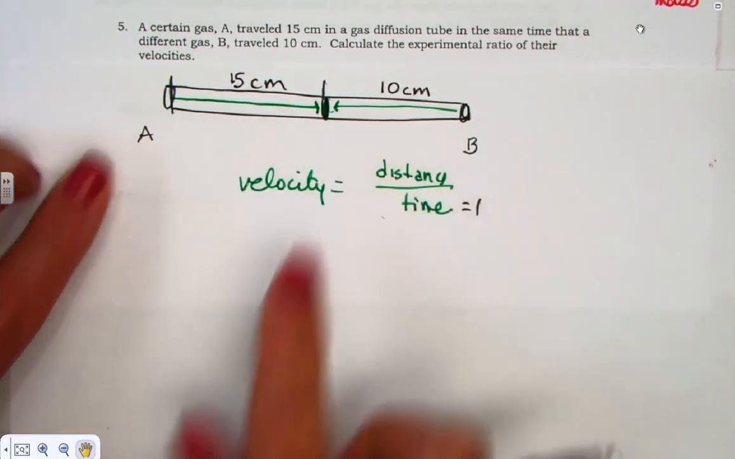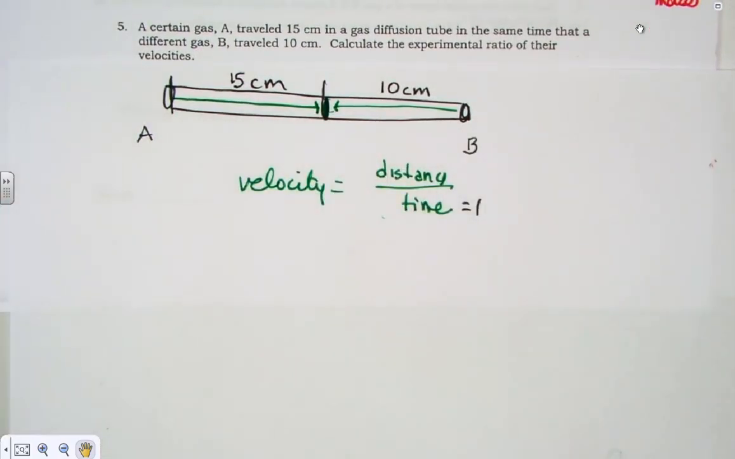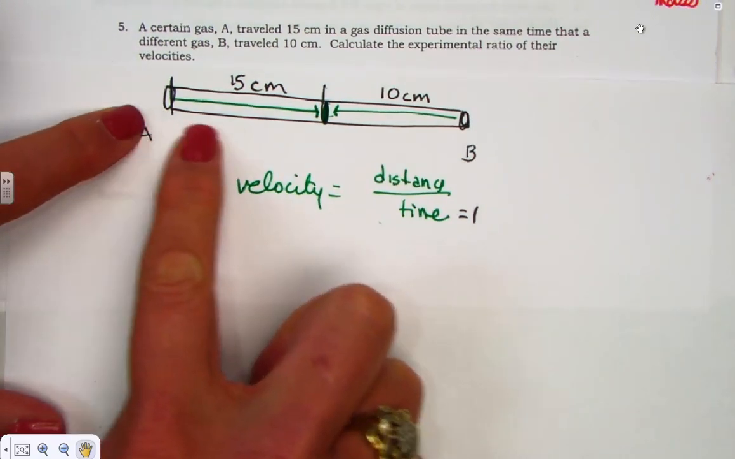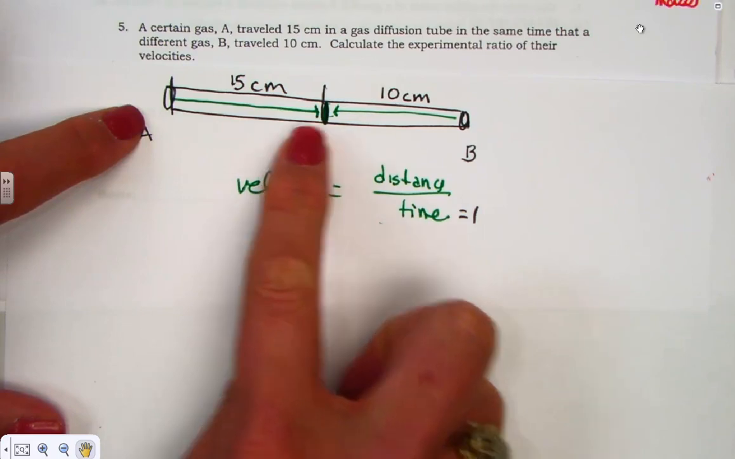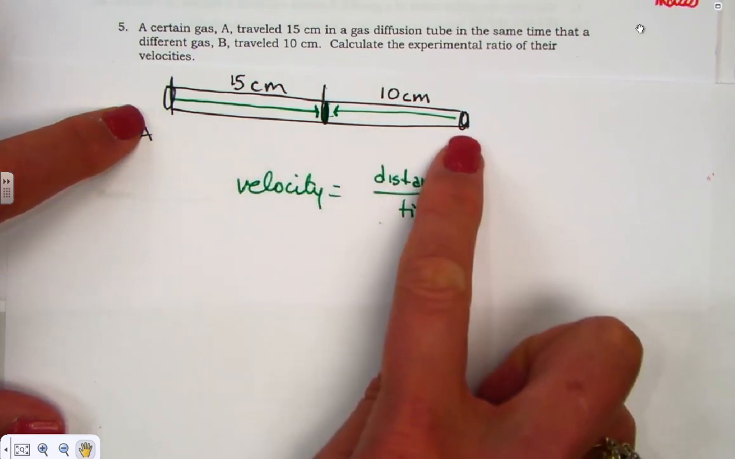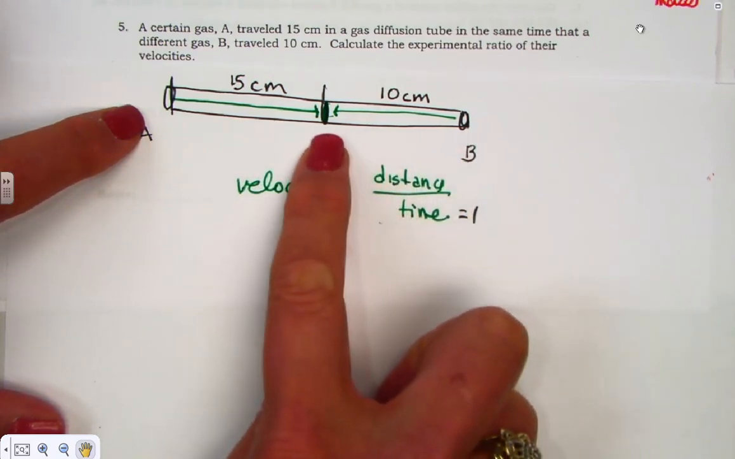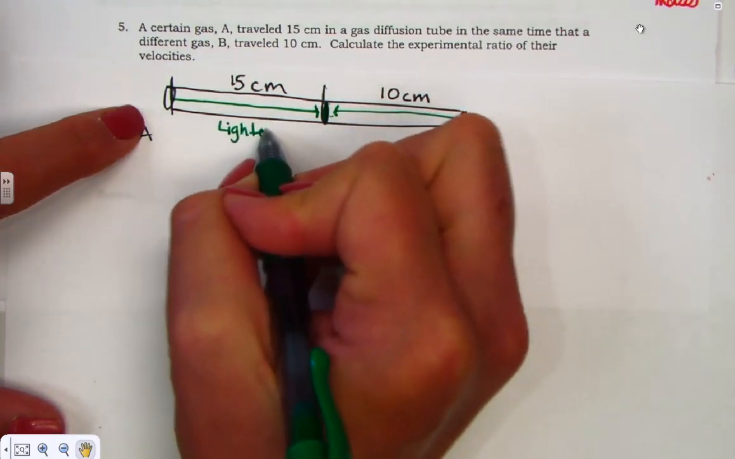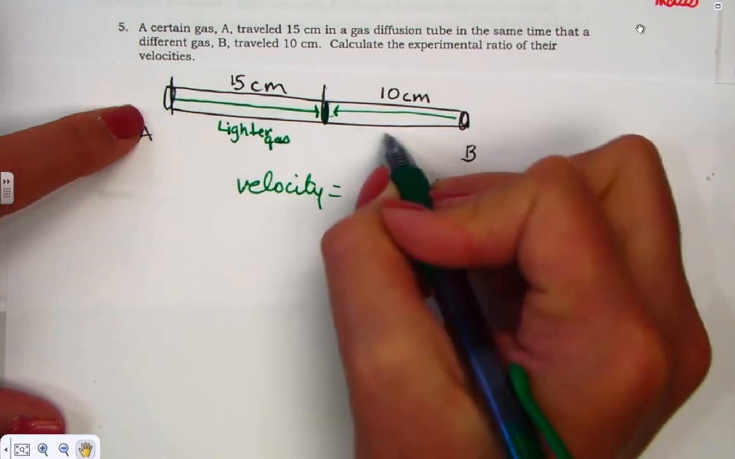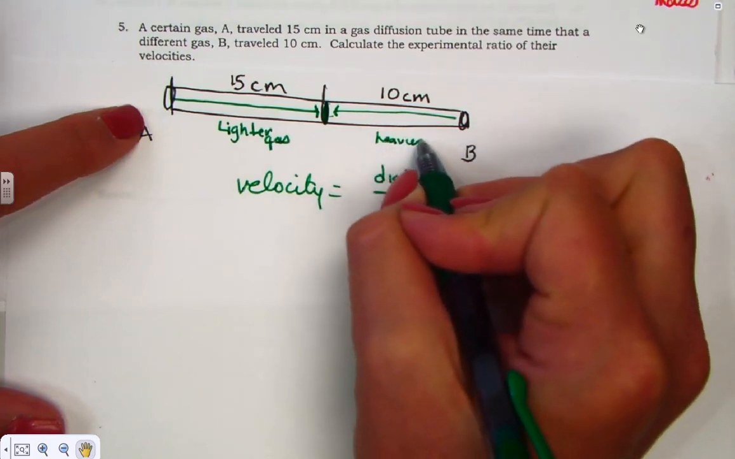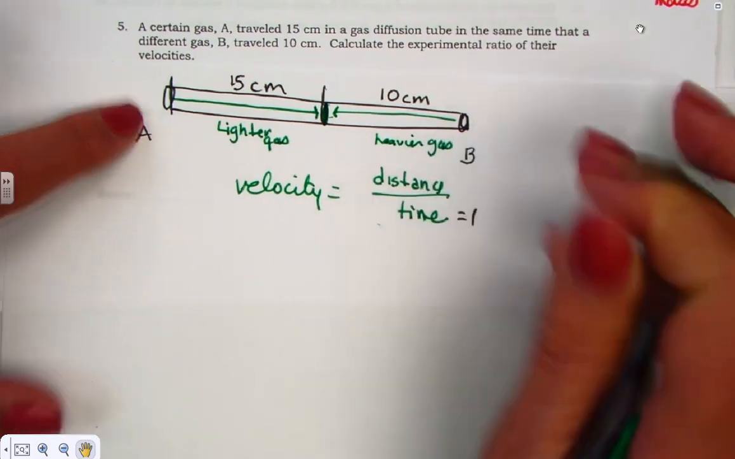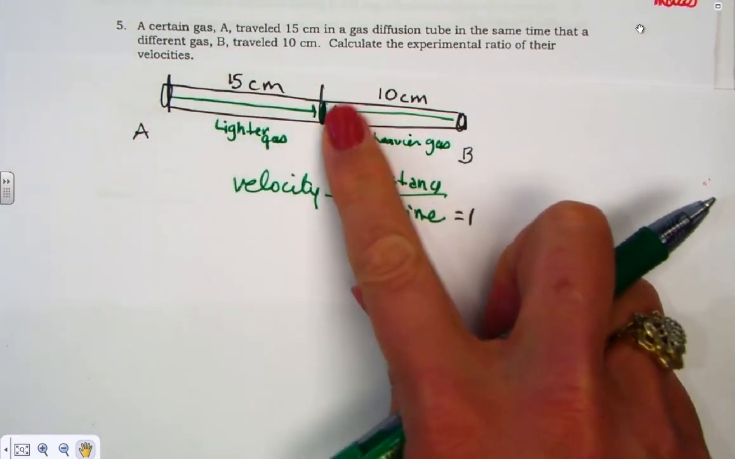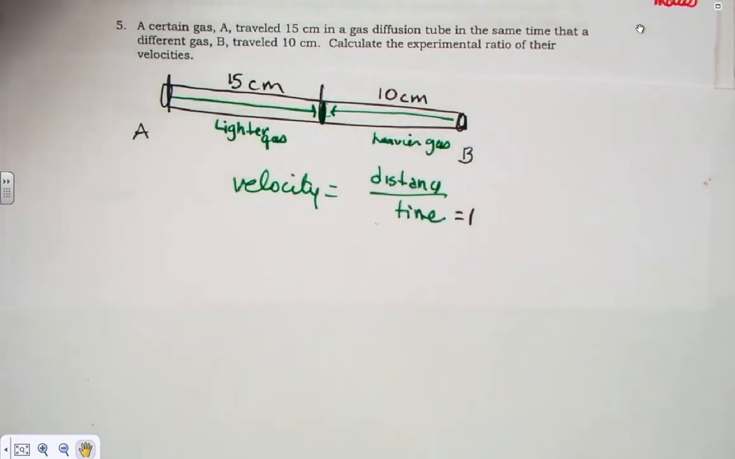Which one must be lighter? Which one must be heavier? Well, look. A made it 15 centimeters in the same amount of time that B only made it 10. A must be the lighter gas. B took its sweet old time, heavier gas. In the same amount of time, it only made it 10 centimeters. So, of course, A must be lighter. It went farther in the same amount of time.